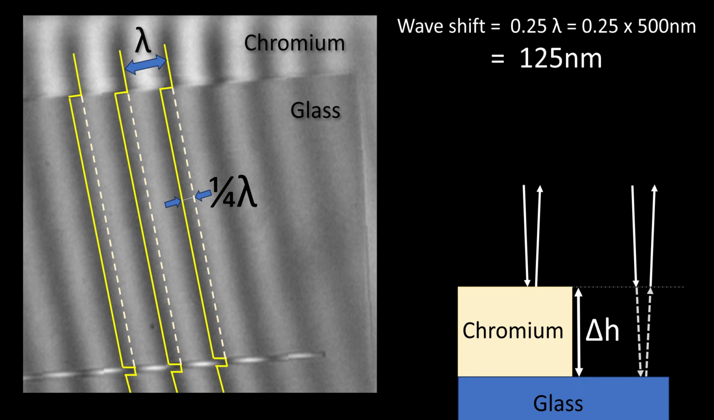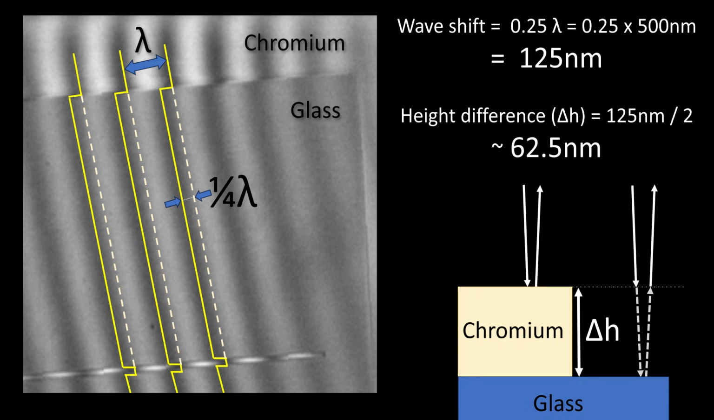Now to calculate the actual height difference, we need to divide this value by 2 because the light waves travel this height difference twice. And this brings the actual step height to about 63 nanometers. So this quickly gives us an indicative value for the chromium thickness.